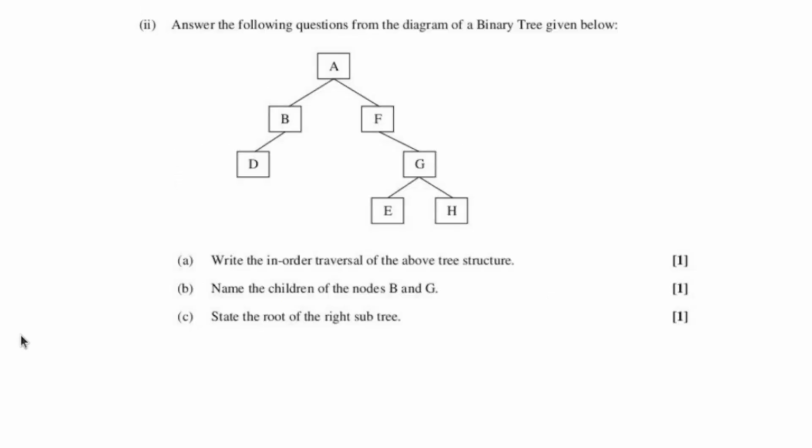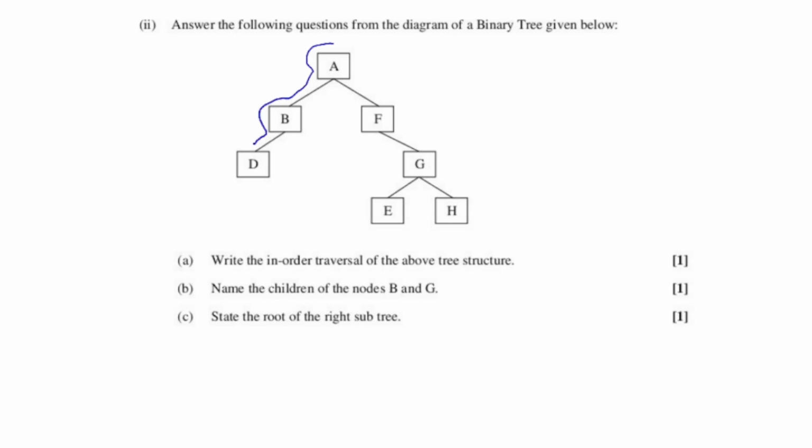Now we have reached the last question of the question paper, and the question is, they have given us a tree and they are asking us about the in order traversal of that tree. We have to name the children of the nodes B and G, and we have to state the root of the right subtree. Let's do it one by one. Now there is a trick which you can use to traverse the tree without any errors, and the trick is you start moving around the tree like this.